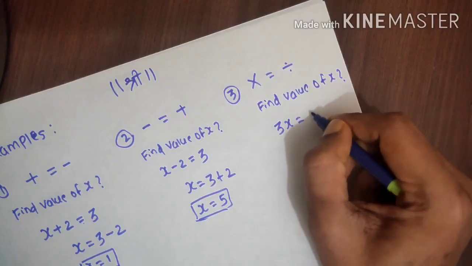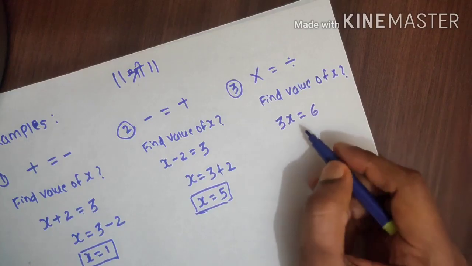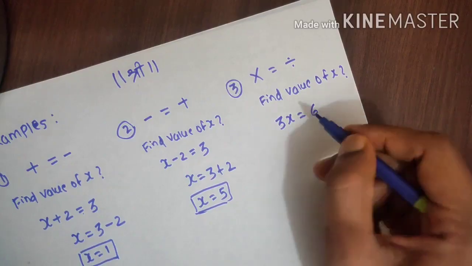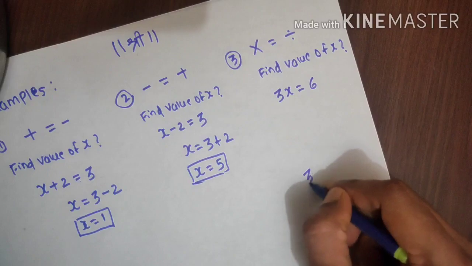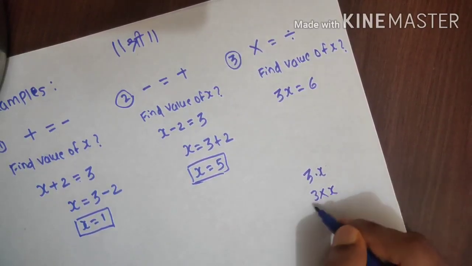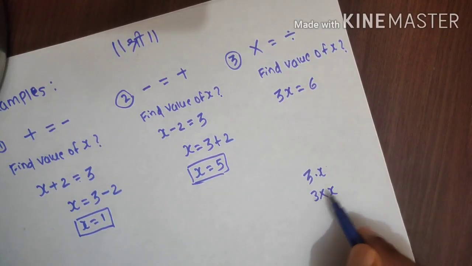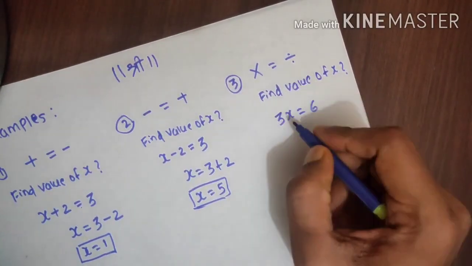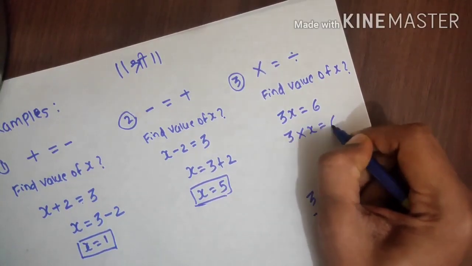3x is equal to 6. Now here we want to find the value of x. Just remember one thing. Here 3x means we can write it as 3 dot x or 3 into x. Its meaning is same. 3x or 3 dot x or 3 into x, all three have same meaning. So for simplification purpose, I will write 3 into x is equal to 6.